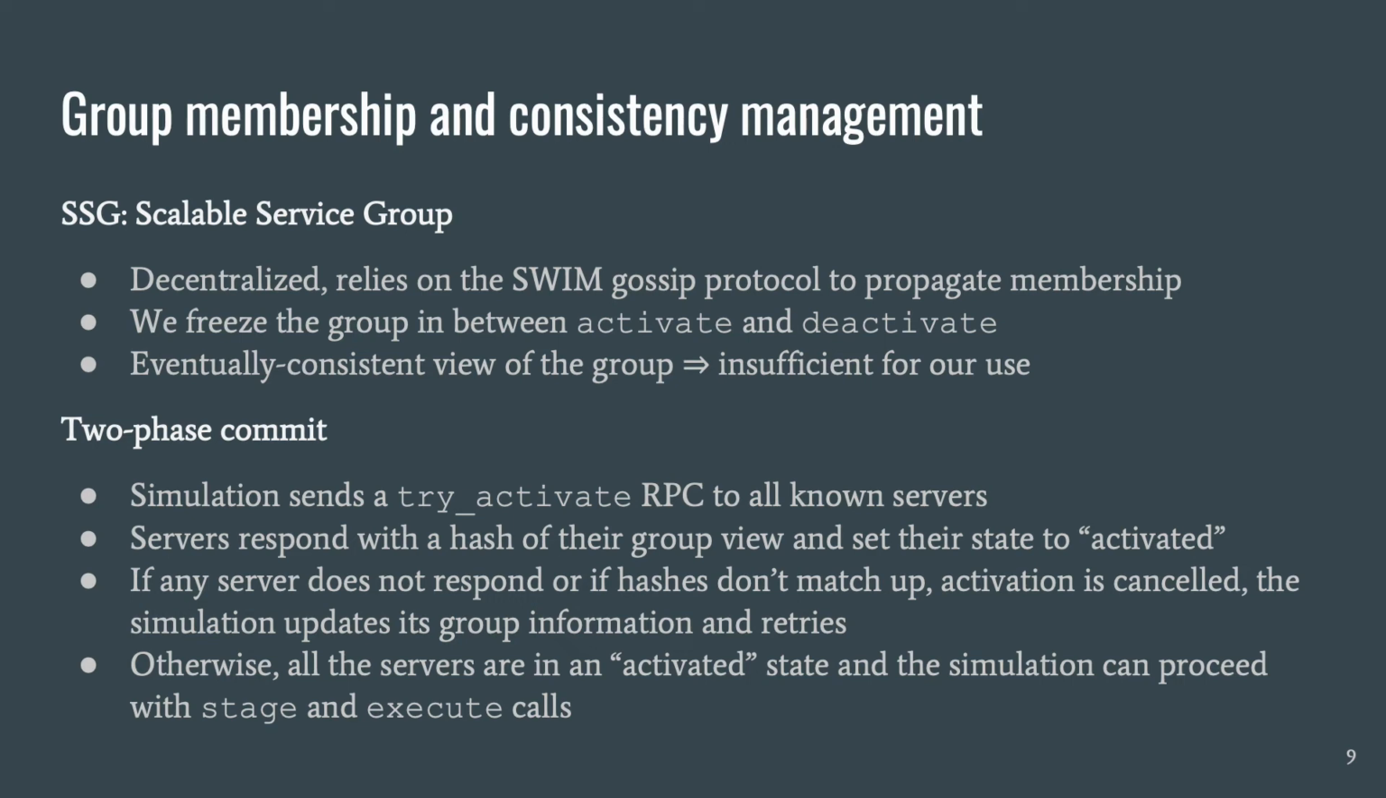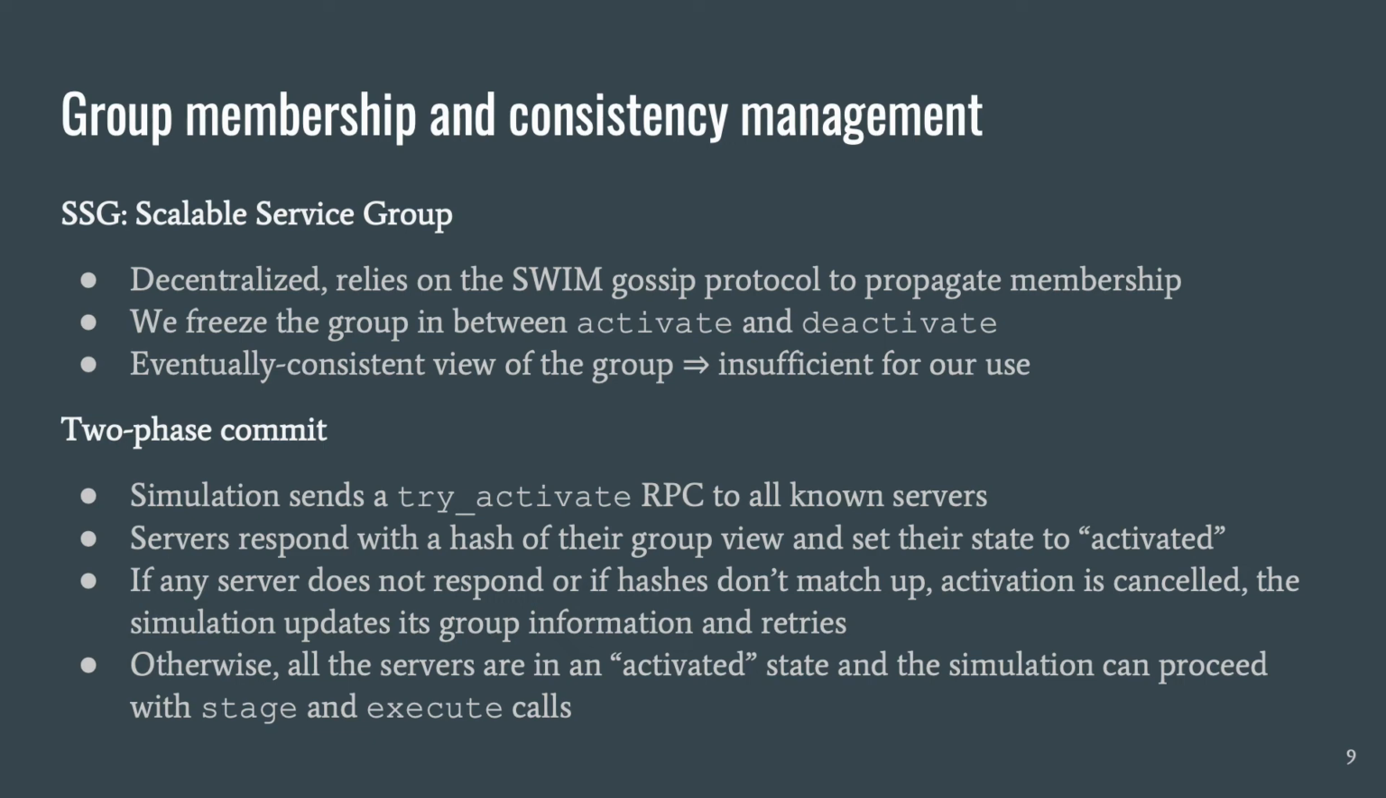The activate and deactivate functions that are called by the client, by the simulation, are there to prevent changes to the group in the middle of an iteration, which could lead to undefined behaviors in visualization pipelines that expect the number of processes not to change. So effectively, when we call activate, we ensure that the staging area is not going to change scale until the next deactivate call. Now, one problem with SSG is that the membership information is only eventually consistent.